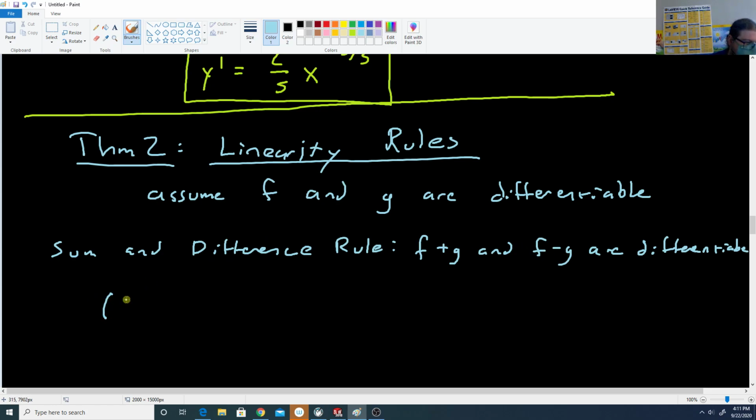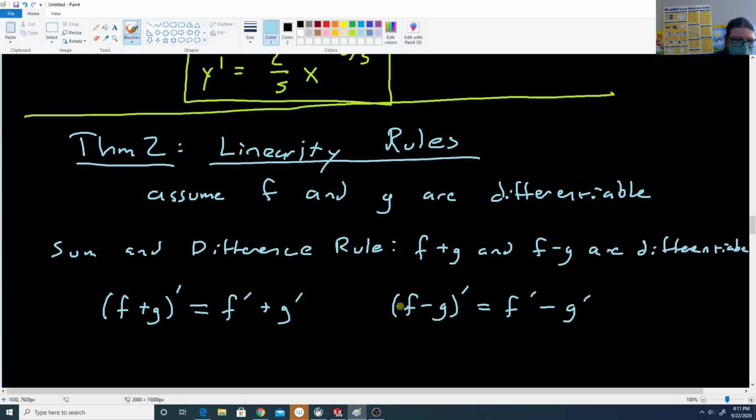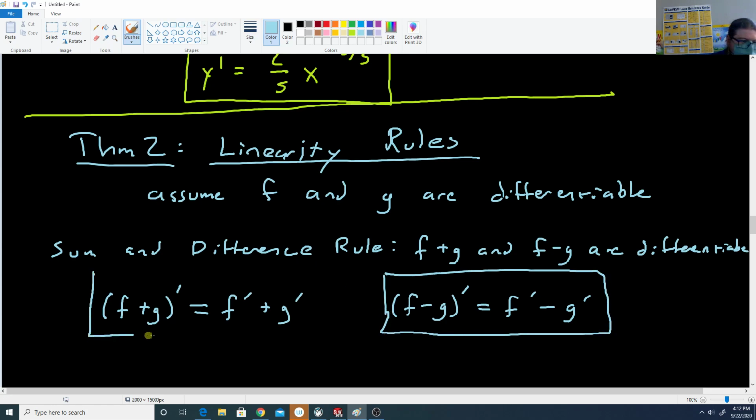And furthermore, we get some expressions. If I want to take f plus g and take the derivative of the whole f plus g, it turns out that's the same as taking the derivative of f and adding the derivative of g to it. And if I want to take the entire f minus g function and take its derivative, that's the same as taking the derivative of f and subtracting the derivative of g from it. So these are two rules that let us break up derivatives, which is going to come in handy. We'll use this quite a bit.